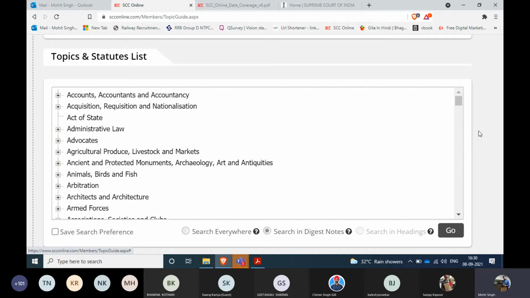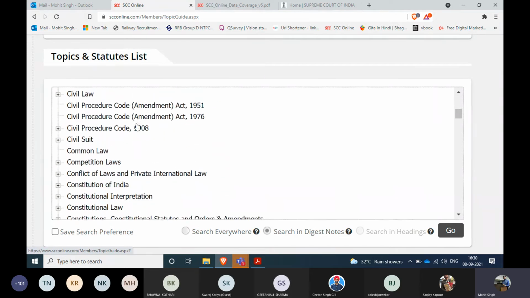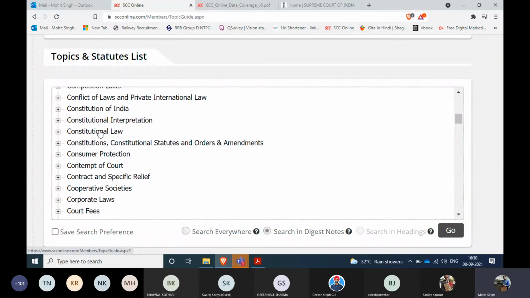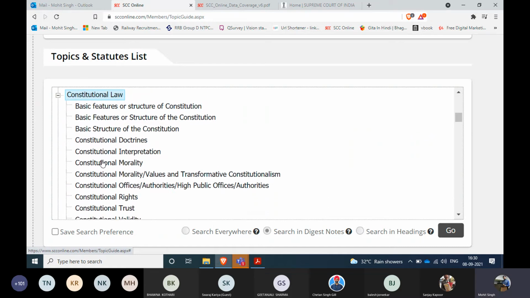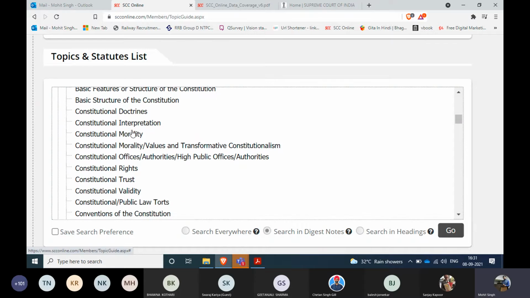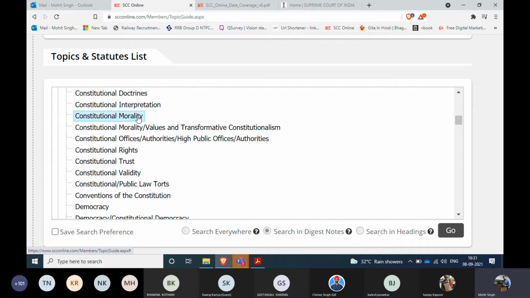Now, according to your area of research, according to what you are interested in, you can choose the particular categories. So you have administrative law, you have arbitration, you have aviation law. I suppose we are going to read something about the constitutional matters recently. So now we are going with the constitutional law. Once we click on the constitutional law, we have the subcategories coming towards our screen. So we have basic features, we have constitutional doctrines, constitutional morality, constitutional rights. Again, it depends upon me, whichever subcategory I wanted to choose.